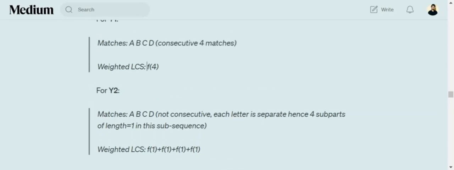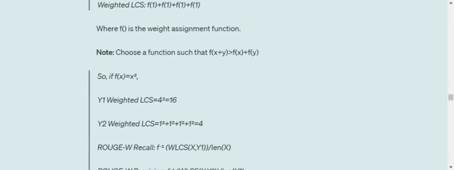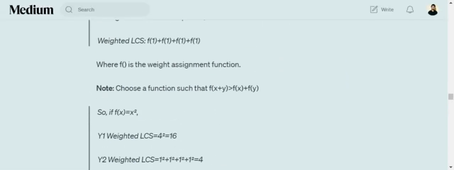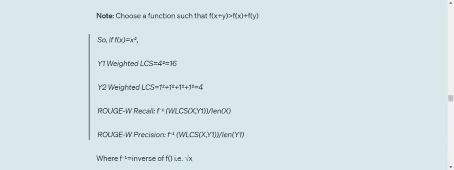Why? Just see this. As we wish to assign higher weight to cases where the subpart has more consecutive matches, f4 should be greater than f1 plus f1 plus f1 plus f1. This is the case: x plus y equals 4, f(x plus y) greater than f(x) plus f(y). If f(x) equals x square, Y1 weighted would be 4 square equals 16, while the weighted LCS for Y2 would be 1 square plus 1 square plus 1 square plus 1 square equals 4.